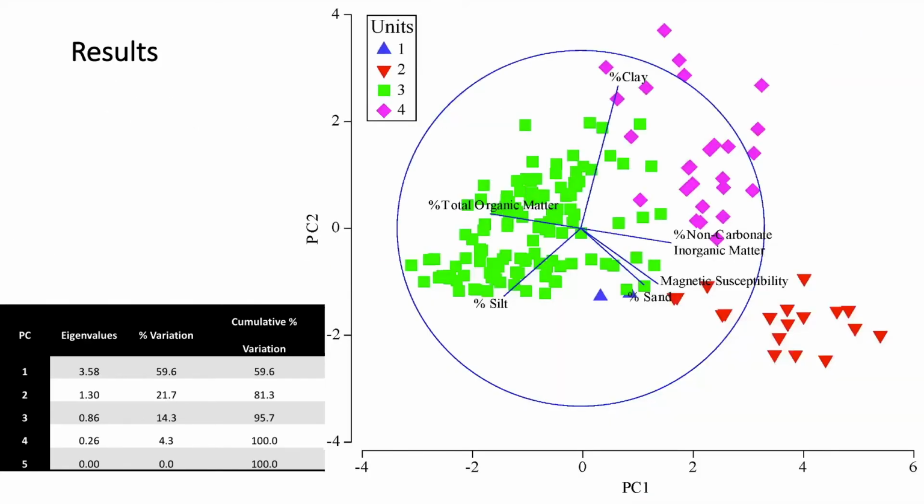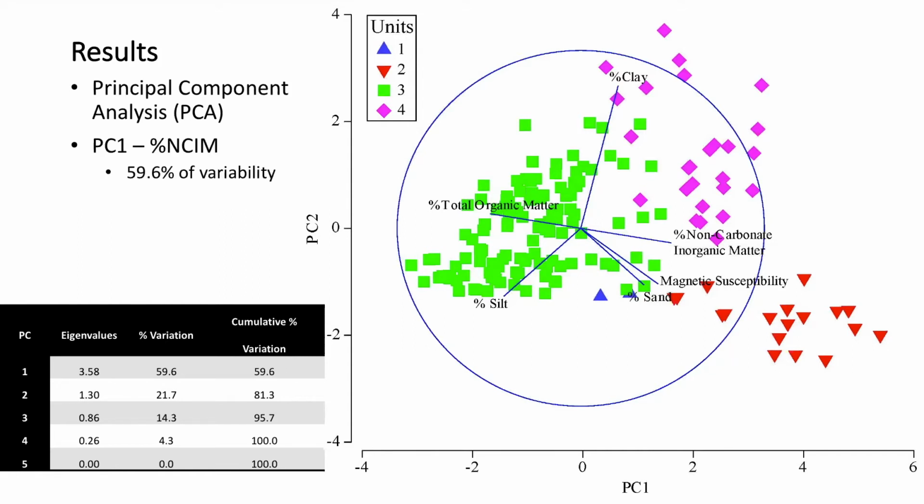The principal component analysis scatter plot demonstrates that the samples in Units 1 through 4 are distinguished by the first principal component vector, eigenvector, which follows the line of the non-carbonate inorganic matter. And this accounts for 59% of the variability in our data. The samples are further distinguished by the second principal component eigenvector, which follows the direction of our clay. This accounts for 21% of the variability of our data.